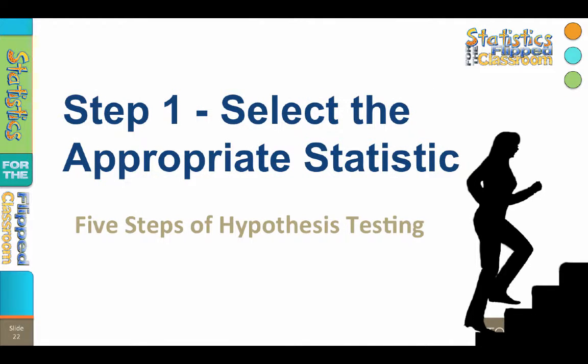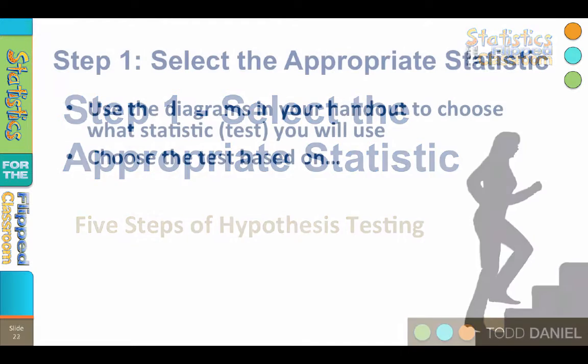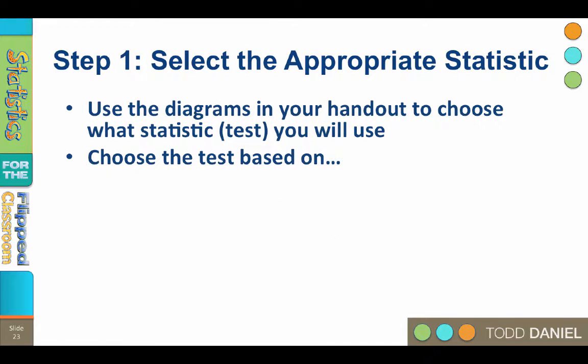Step number 1, select the appropriate statistic. Now this is both the easiest and the most difficult step. As you are learning statistics, this will be the easiest step, because when it comes time to choose the appropriate statistic, the answer will be whatever test we're learning this week. So if we're learning about single sample t-tests, the answer to step 1 will be single sample t-tests.